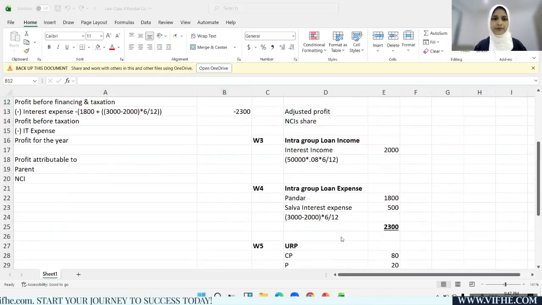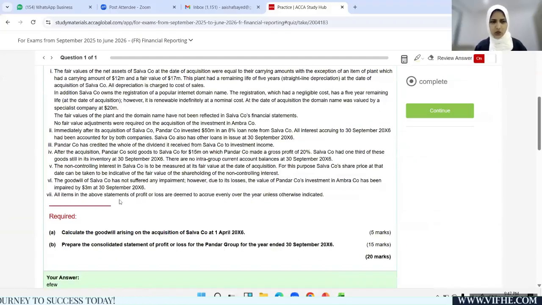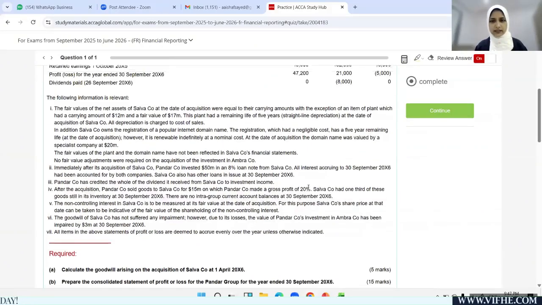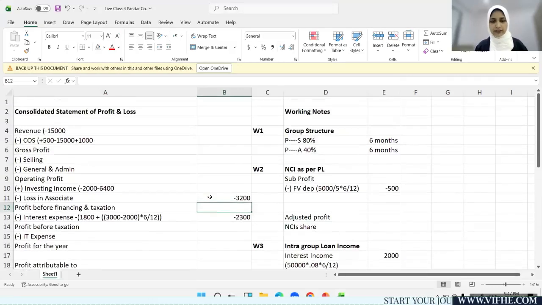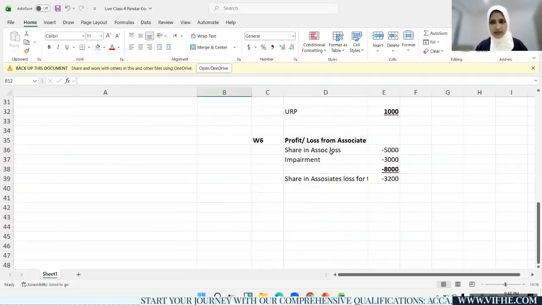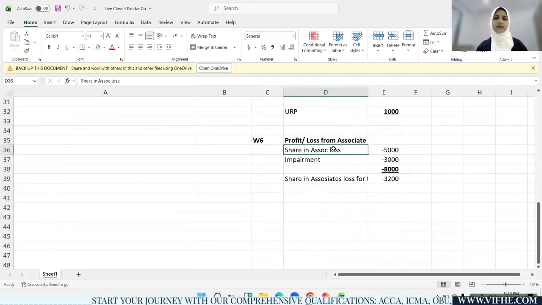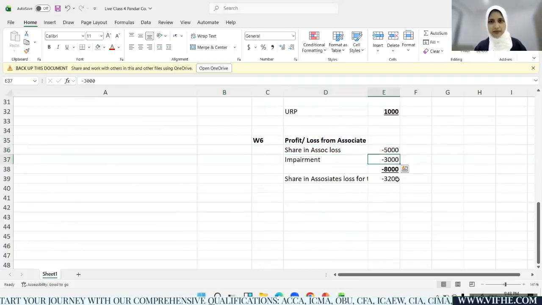Okay. Then we have, all items in the above statement of profit and loss deemed to evenly accrue unless otherwise indicated. Okay. So now, after you're done with every working, you will do the fill in the missing blank approach. You come to the workings first and then go to the face of financials. I'll repeat the last part. It's associate accounting. How do you do the associate accounting? So associate earned a loss of 5 million. There's an impairment of associate of 3 million.